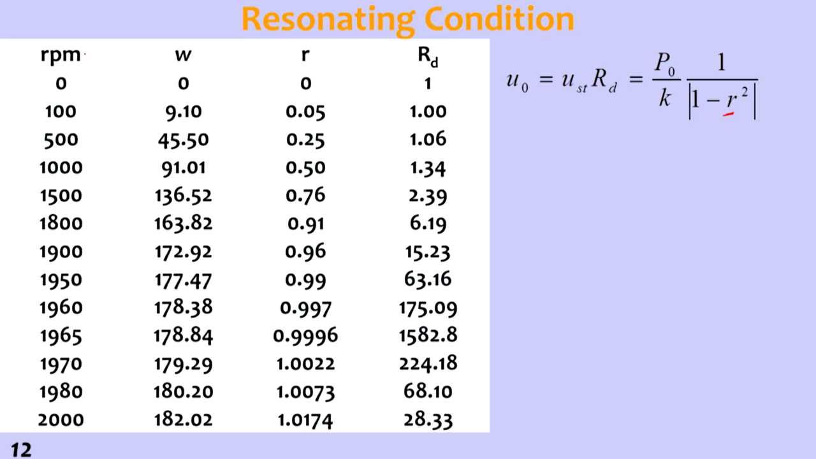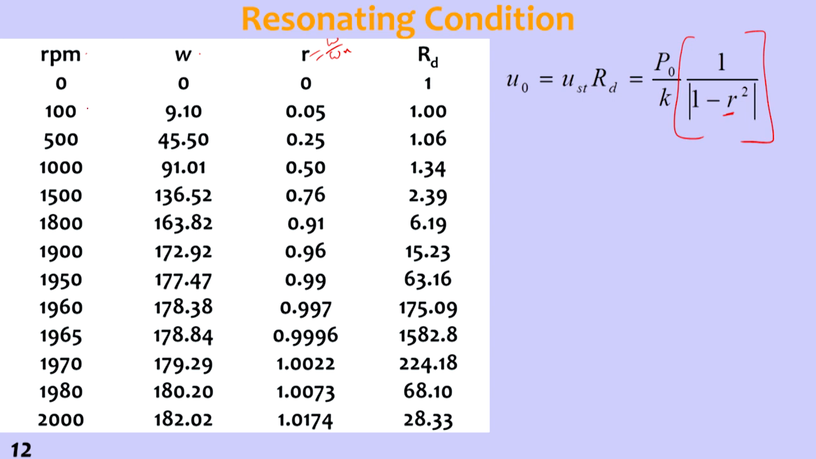So this is the rpm of the machine, this is the forcing frequency of the machine, and this R is equal to omega by omega n, and then Rd is calculated using this equation. If it is at rest, then Rd value is 1. That means dynamic deflection and static deflection are the same.